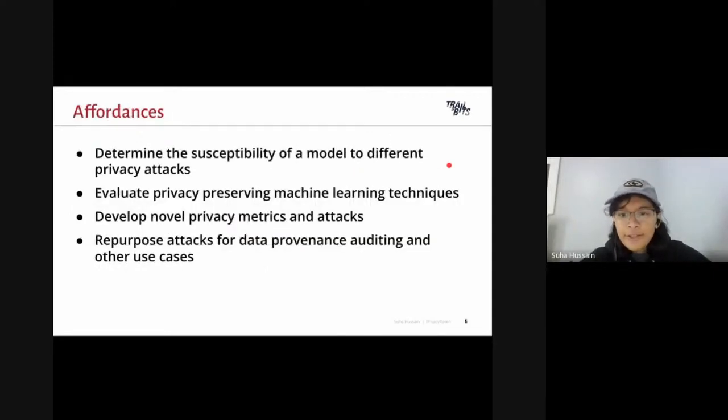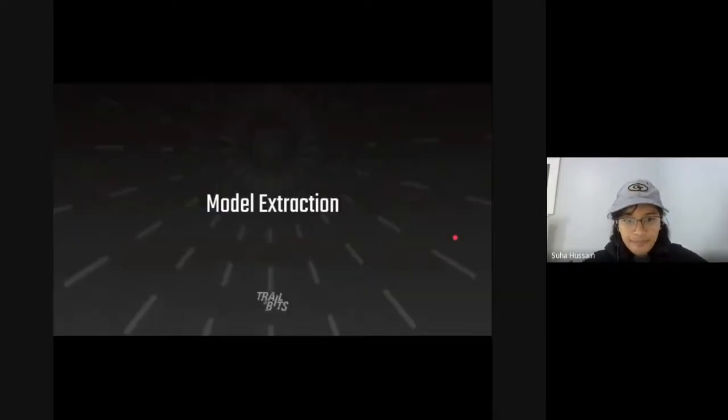This tool is designed to be used by a wide range of people. This could potentially include a security engineer analyzing the susceptibility of their bot detection software to privacy attacks, a machine learning researcher evaluating different types of privacy-preserving machine learning techniques, or developing novel privacy metrics and attacks, or a privacy researcher building an auditing tool for data provenance by repurposing membership inference attacks.